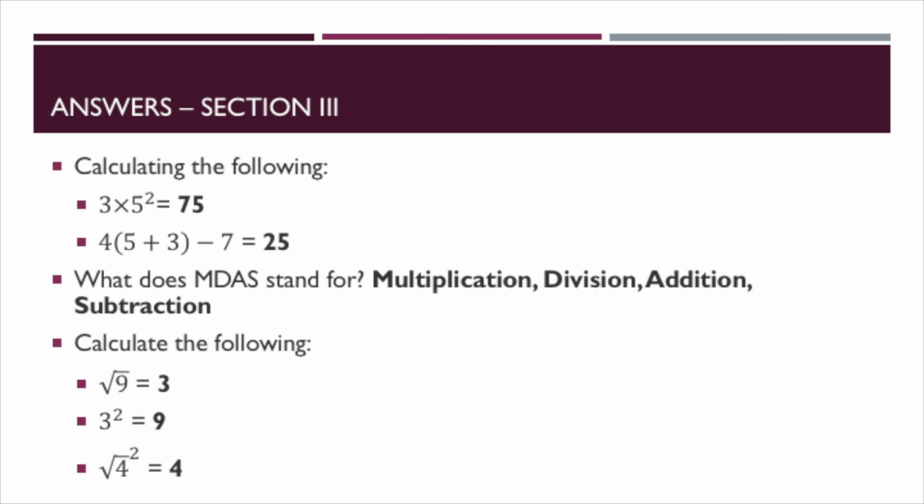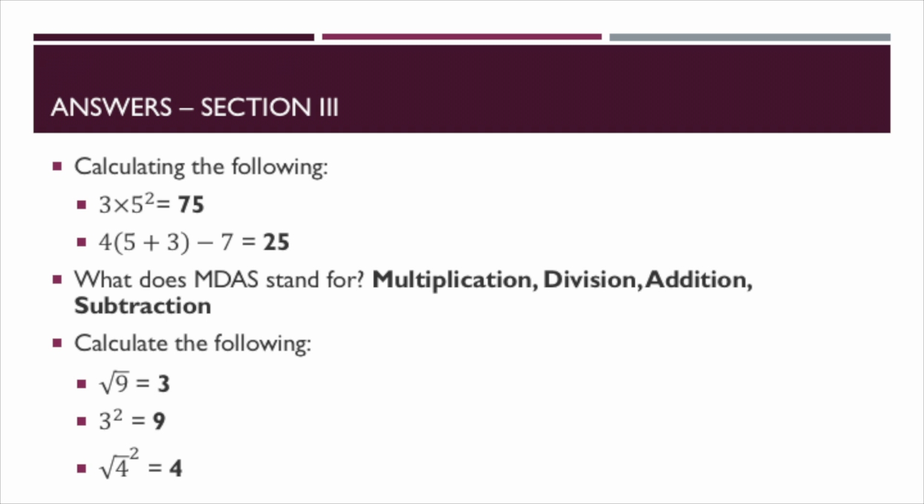Now we're going to have you calculate the following. Well, 3 times 5 squared, well, 5 times 5 is 25, times 3 is 75. Next one, 4 times 5 plus 3 minus 7, well, 5 plus 3 is 8, 8 times 4 is 32, minus 7 is 25. What does MDAS stand for? Multiplication, division, addition, and subtraction.